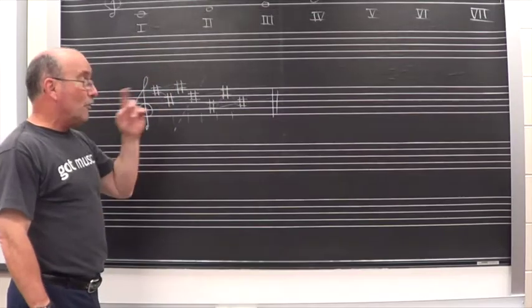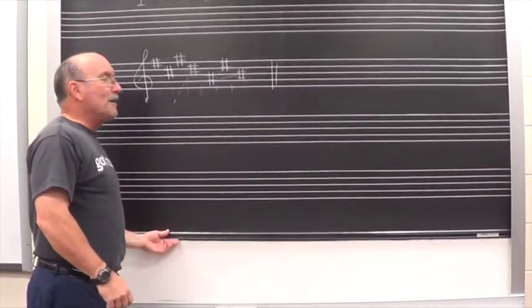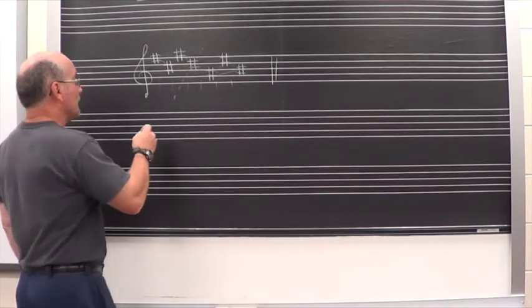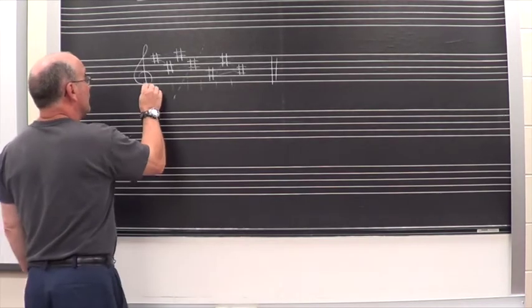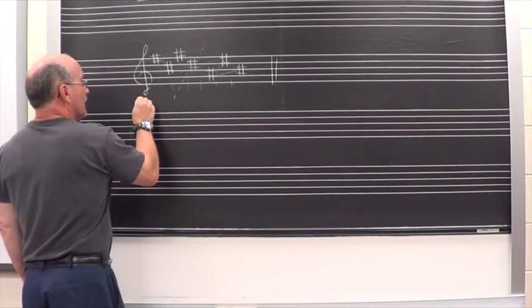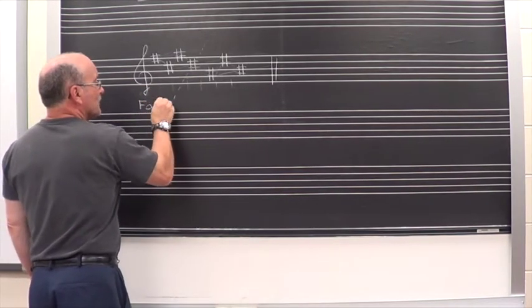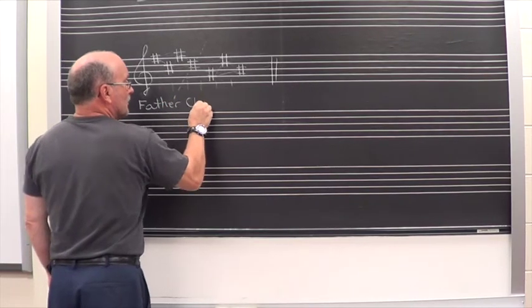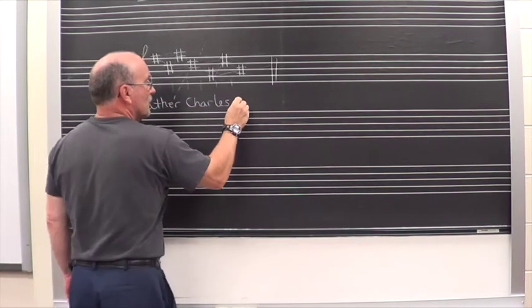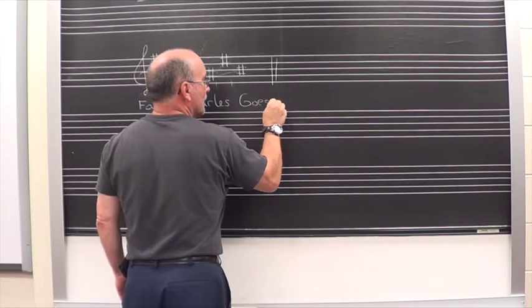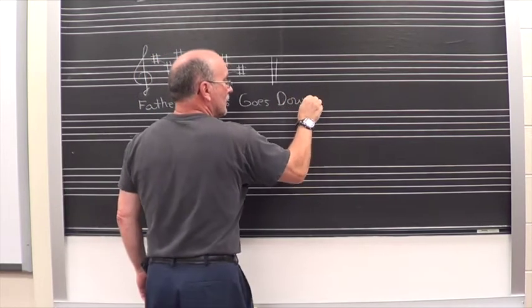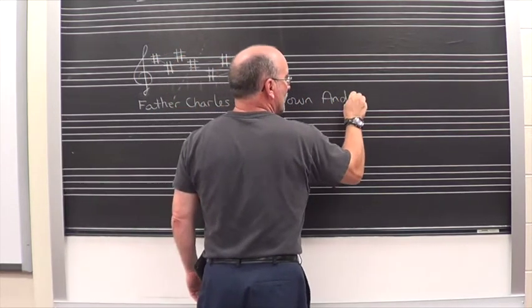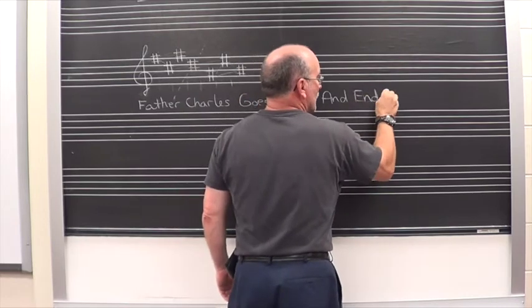To remember the order of these sharps, we've made up a rhyme which you need to memorize. And you're going to need this rhyme. You're going to run into it so many times. And it goes as follows. Father Charles goes down and ends battle.